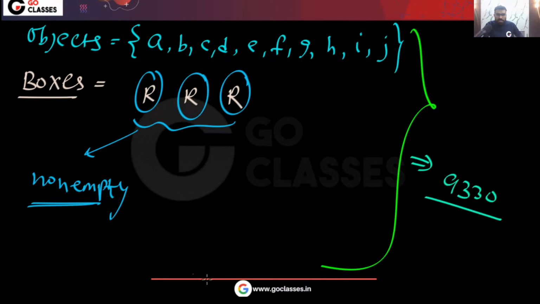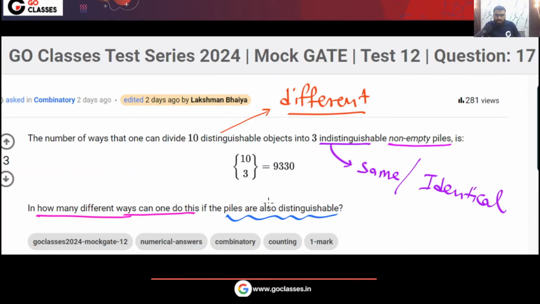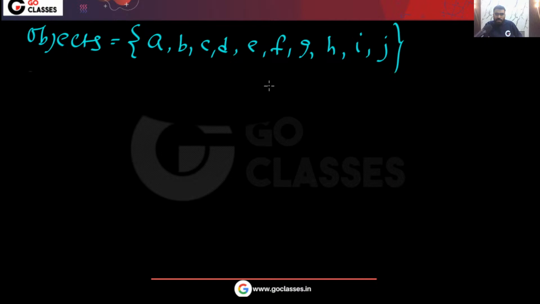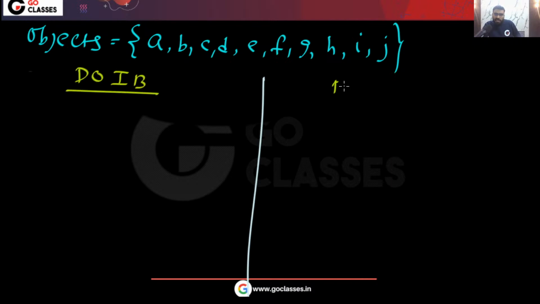Now the question is saying that if we make boxes distinguishable, then what will happen? We are making the boxes distinguishable. Now let me tell you what will happen. Look at the relationship between these two. Let me compare them side by side. On one side I am putting distinguishable objects, identical boxes. On another side I am putting DO, DB. Let me compare them side by side and you tell me the relationship between them.